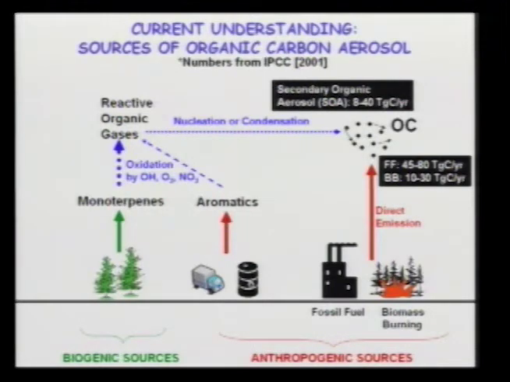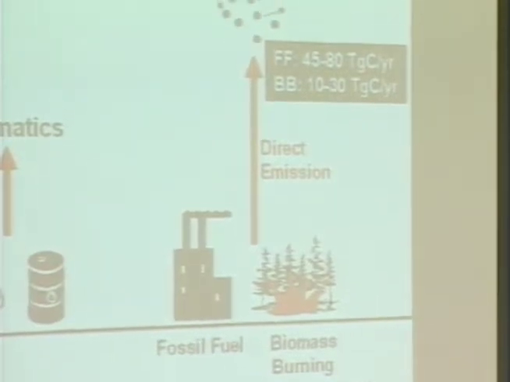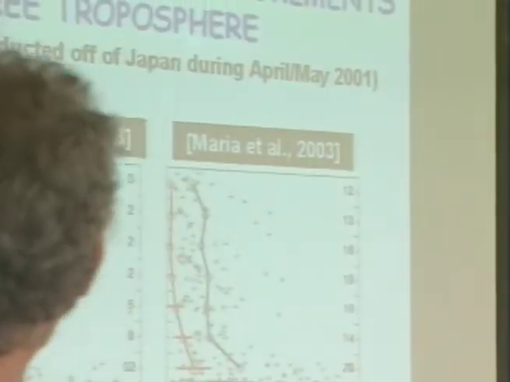And the organic aerosols, which are primary organic aerosols, are thought to be between 10 and 30 teragrams of carbon per year through the biomass burning sources and 45 to 80 through fossil fuels. The guesses that people have made in the past for secondary organic aerosols is that there were between 8 and 40 teragrams of carbon being emitted.